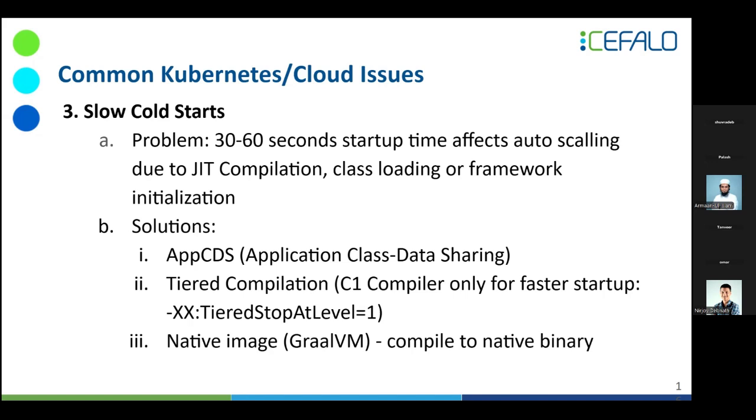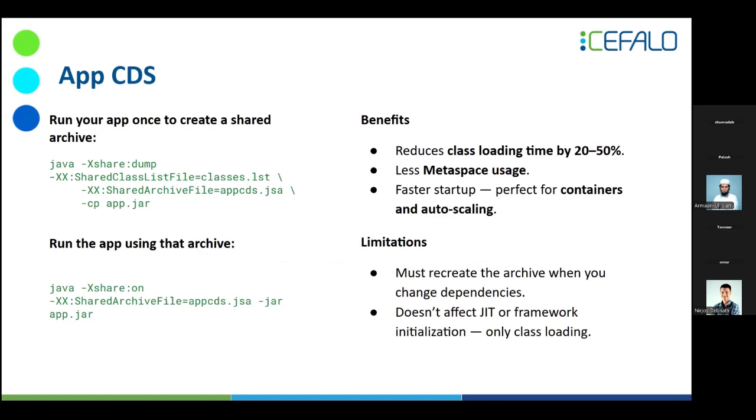So there are a lot of different solutions for preventing this. I just provided 3 solutions here. One is application class data sharing, then tiered compilation, and native image. So what is actually application class data sharing? This means that when you're building your application, you will create a shared archive file, and during runtime, you will actually use that file.